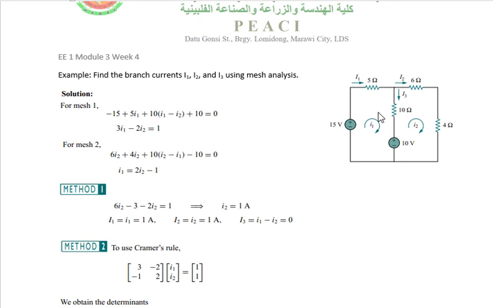Take note of that. And then, since the first thing we encounter is the positive sign of our source voltage of 10 volts, that's why we have positive 10 volts in our equation. Then, simplifying this equation, we get a result of 3I1 minus 2I2 equals 1.